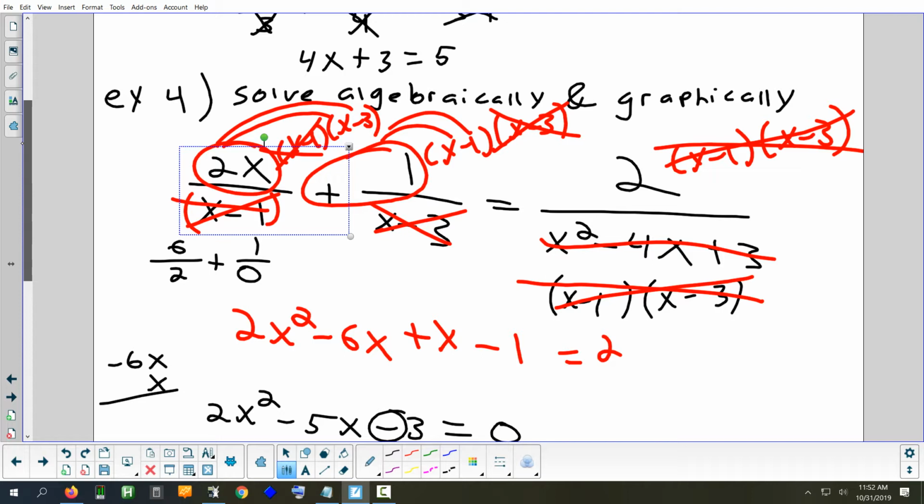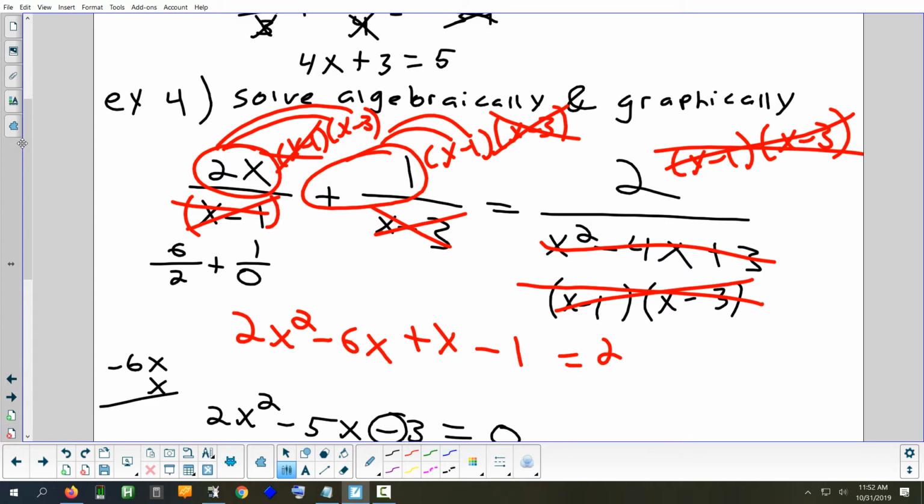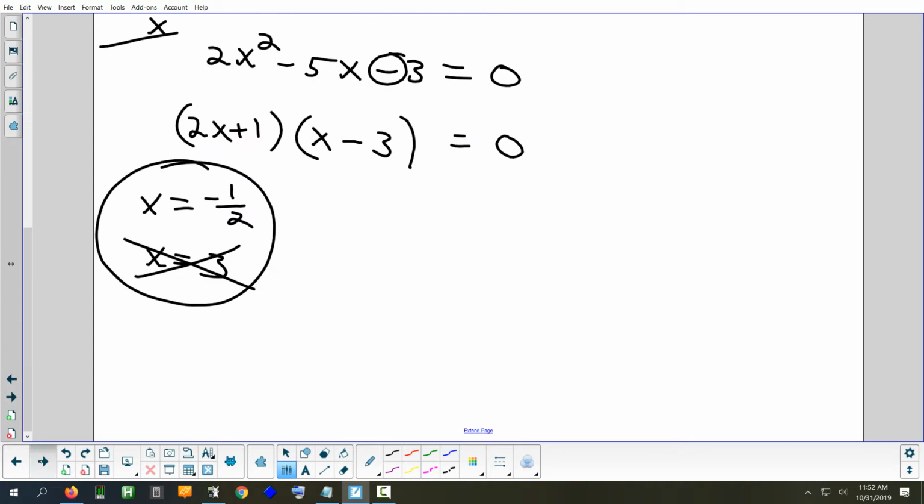What happened, Chris, can you remind me, what happened when I plugged in 3? The bottom part became 0. I divided by 0. If I plug in negative a half, will I divide by 0 here? No, that's the answer. If the number you plug in doesn't cause you to divide by 0, you're okay. So the only numbers that would be a problem here are 1 and 3. Negative a half, not a problem.